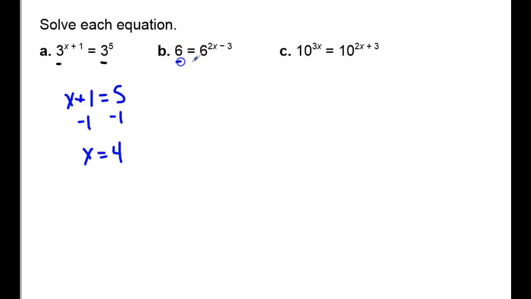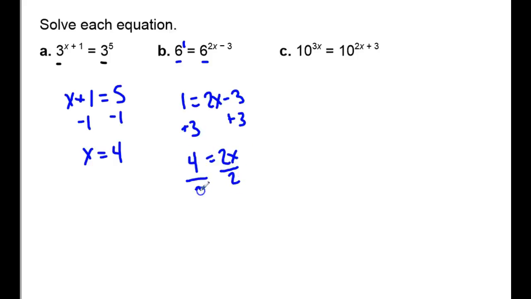I've got 6 equals 6 to the 2x minus 3. Well, this one doesn't have an exponent, so what do I do? I know that if I don't see an exponent, my exponent is 1. So then I can set up my equation: 1 equals 2x minus 3. The first step to solve for x is to add 3 to both sides. So 4 equals 2x. Then since I'm multiplying, I undo that multiplying by dividing. And so I end up with 2 equals x. And I fully simplify that.